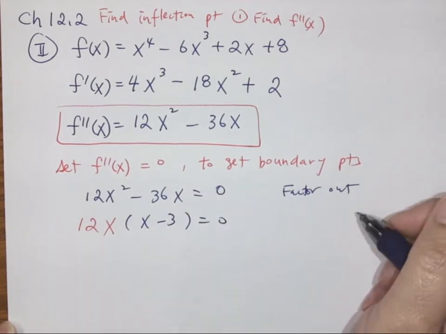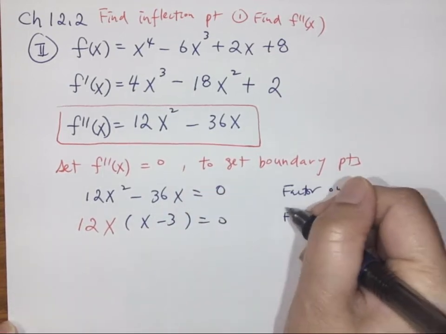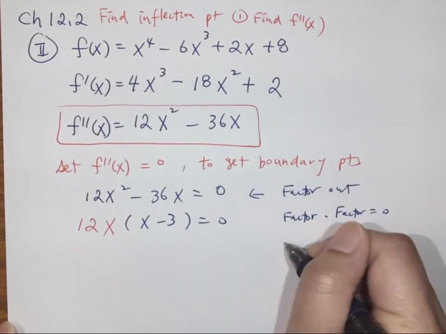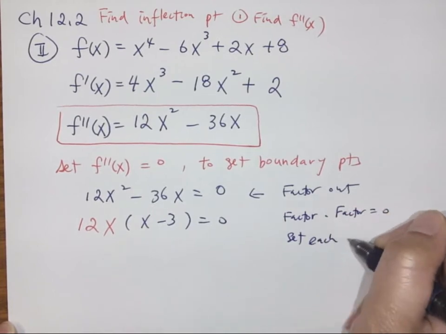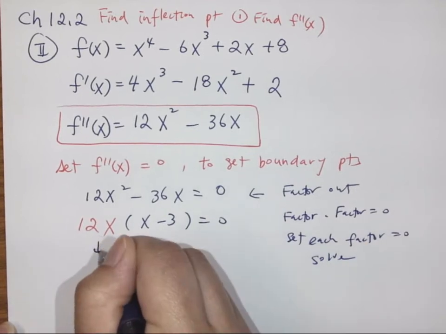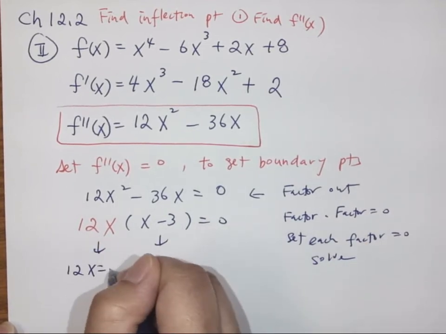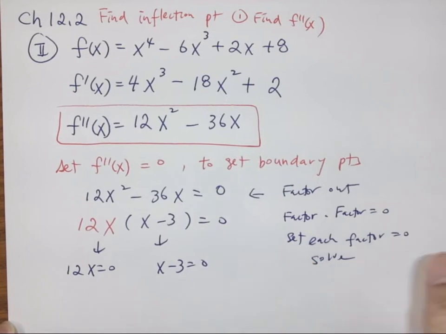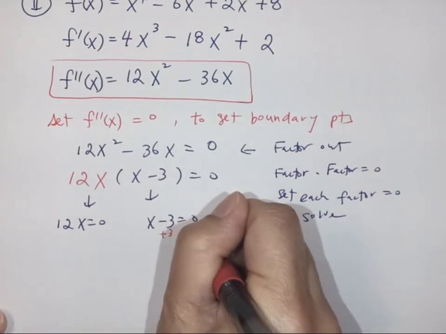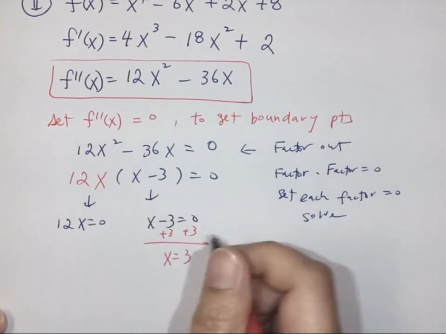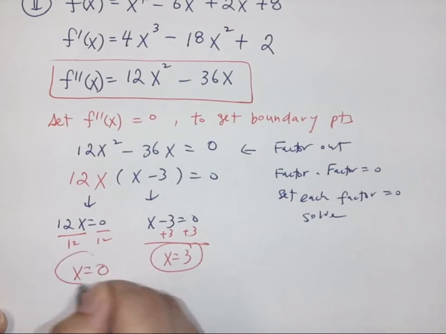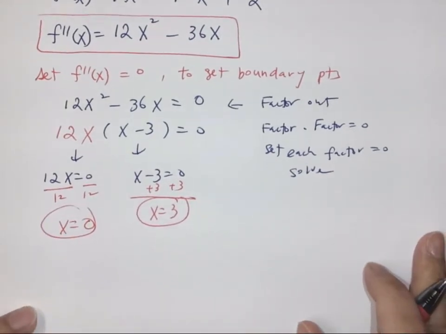Once you have a factor times a factor equal to 0, you can set each factor equal to 0 and solve, right? So 12x equals 0 and x minus 3 equals 0. One of the points is x equals 3. The other point, divide both sides by 12, so x equals 0. Those two are your boundary points.